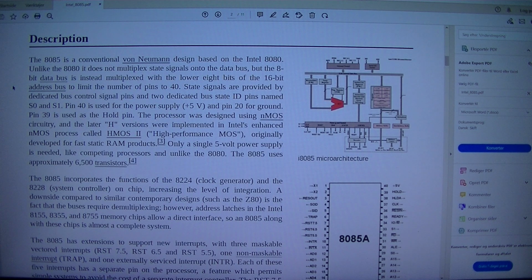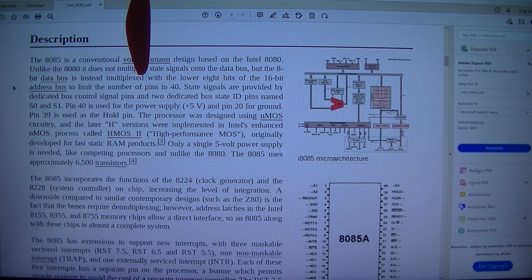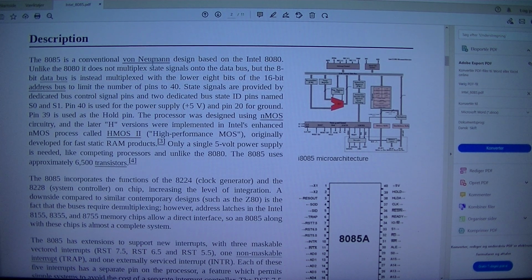The 8085 is a conventional von Neumann design based on the Intel 8080. Unlike the 8080, it does not multiplex state signals onto the data bus, but the 8-bit data bus is instead multiplexed with the lower 8 bits of the 16-bit address bus to limit the number of pins to 40. State signals are provided by dedicated bus control signal pins and 2 dedicated bus state ID pins named S0 and S1. Pin 40 is used for the power supply, +5V, and pin 20 ground. Pin 39 is used as the hold pin.